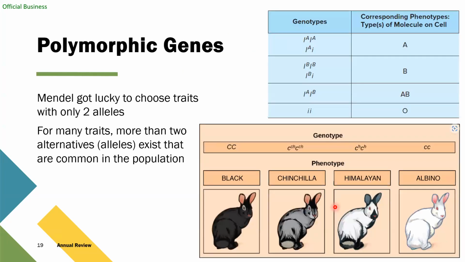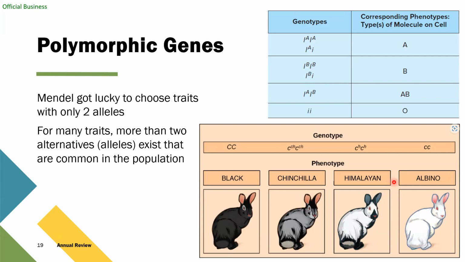Now, another concept here is polymorphism. So you have polymorphic genes. In the case of Mendel, he was actually quite lucky to choose the traits he did, and some critics criticize Mendel for this because the results are very ideal. He got lucky choosing traits with only two alleles. But we have traits that have more than two alternatives, and we usually see them in animals. More than two alternatives exist and are common in the population.